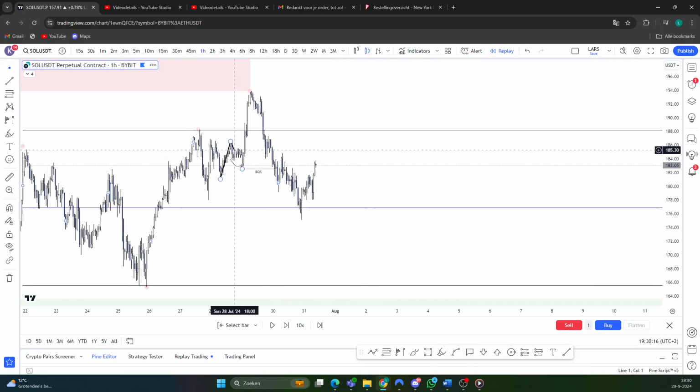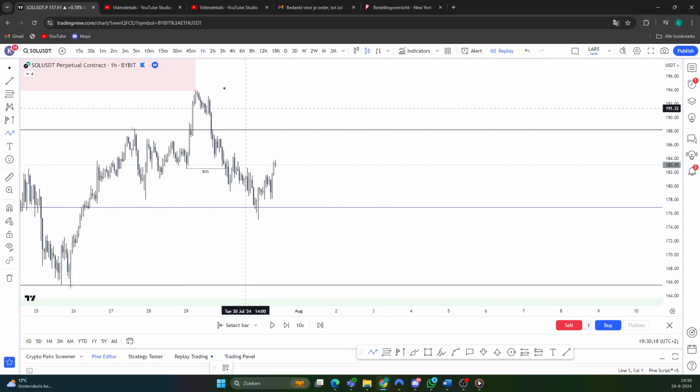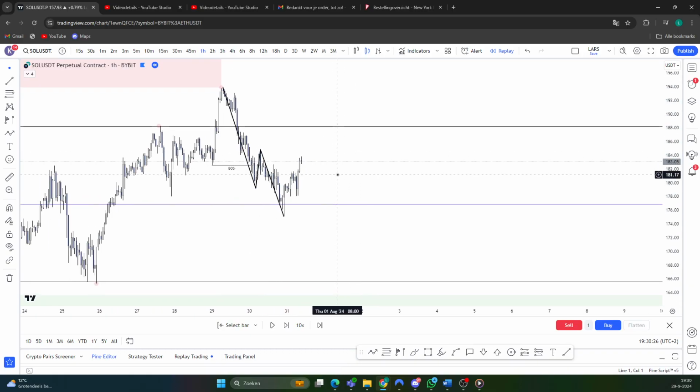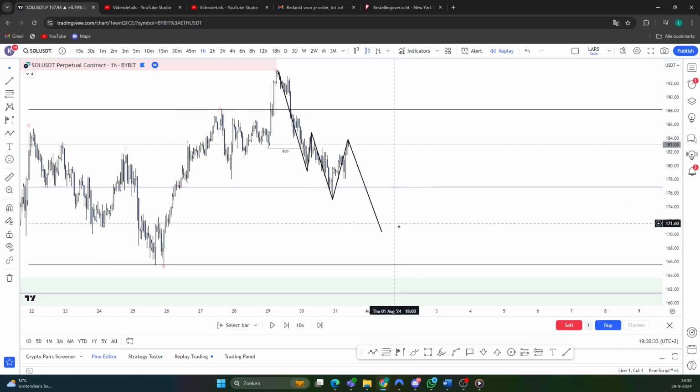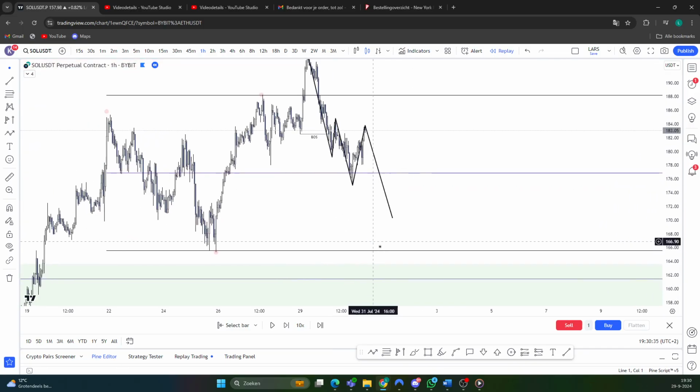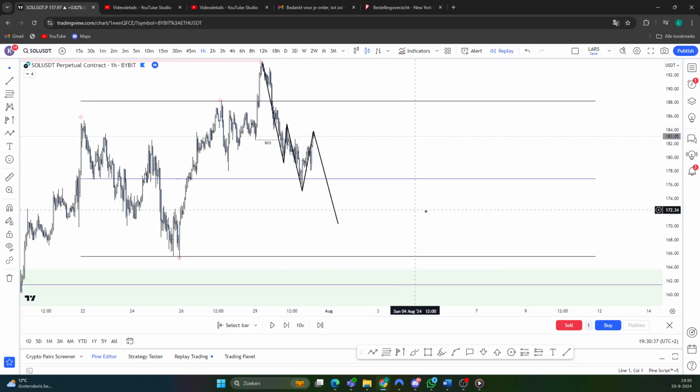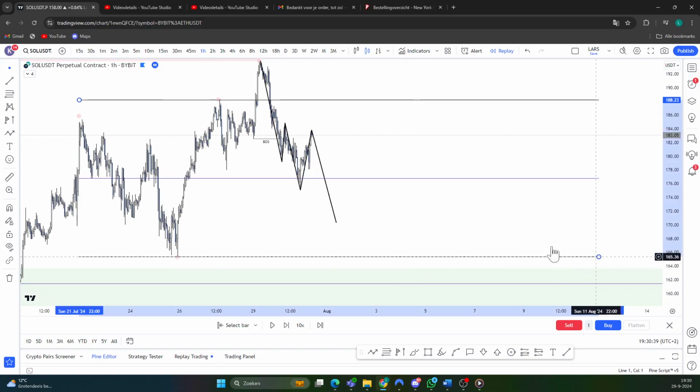Okay, well, we're in a confirmed distribution. From the top down, we have structure on the 1 hour looking something like this, just a lower high and a lower low. So it would be very nice if we could continue this downtrend, putting in another lower high for a lower low, moving potentially all the way down towards this range low, because that is the target of this higher time frame distribution.